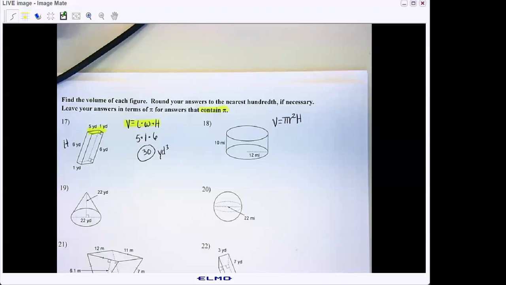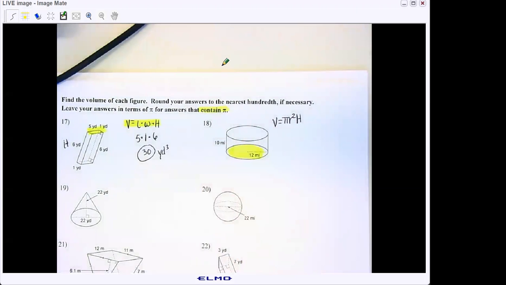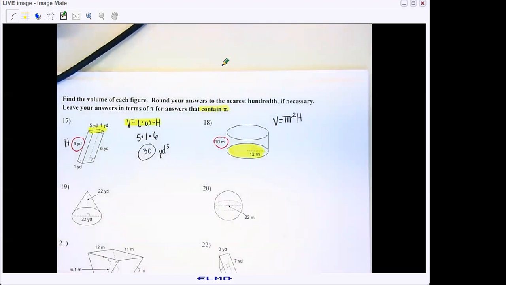So for number 18, thank you, Emma. This is a formula, pi r squared h for volume. Leave it in terms of pi. So this is your bottom circle. And this is how tall it is. That was how tall it was. Okay. Thank you, Brandon. Yeah, go ahead and multiply out the numbers together.